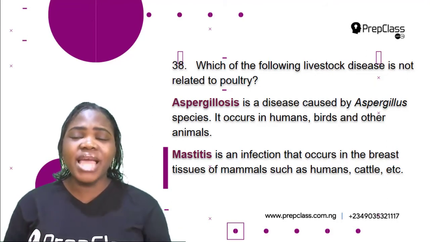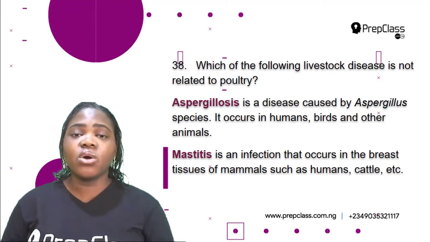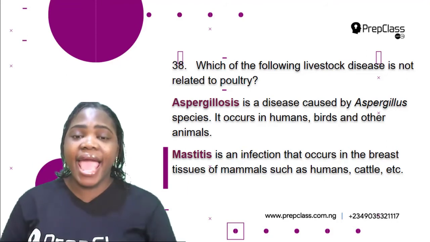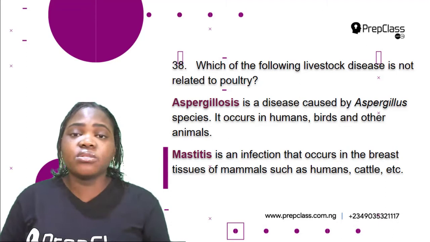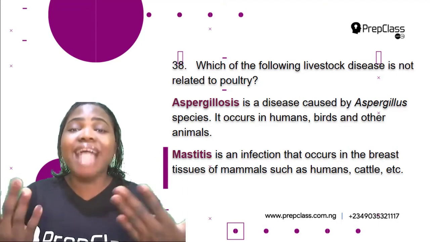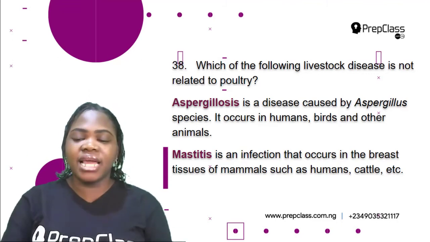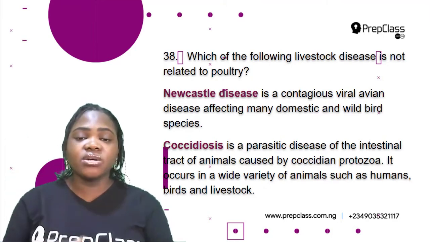But poultry are birds, they are not mammals. They are not mammals, so they do not give birth to their young ones alive. Instead, they lay eggs. They do not even have breast tissues. They don't have breasts, so they don't feed their young one milk. So mastitis cannot be related to poultry. But before we choose the answer, let's still find out the meaning of Newcastle disease and coccidiosis.